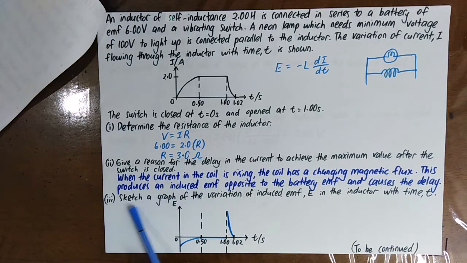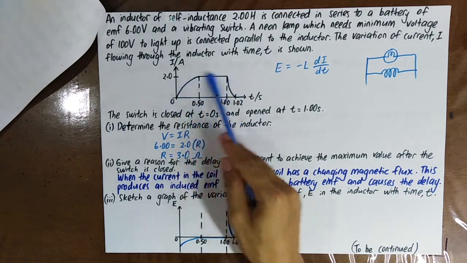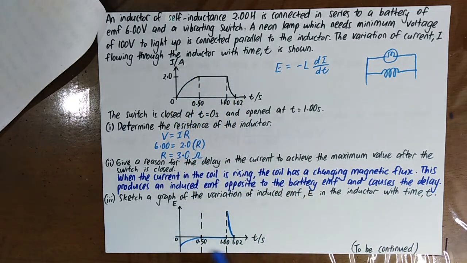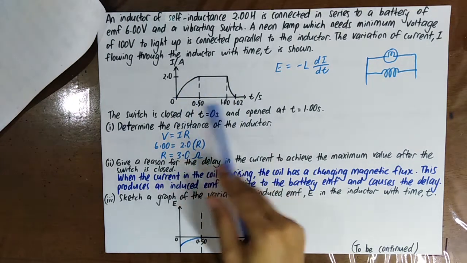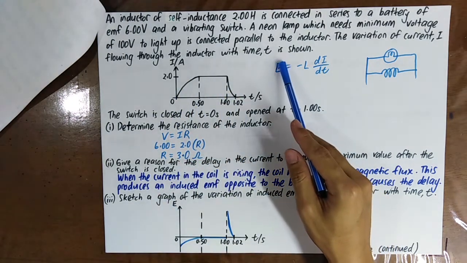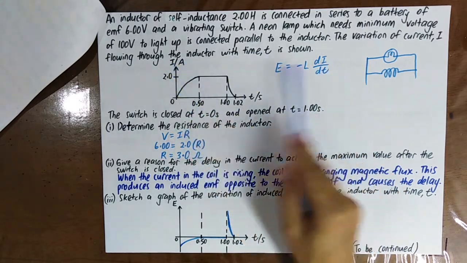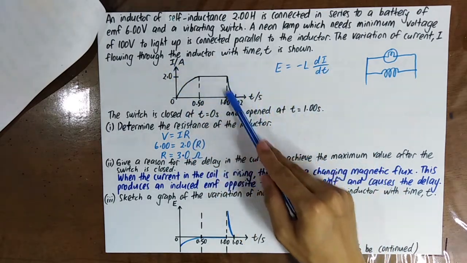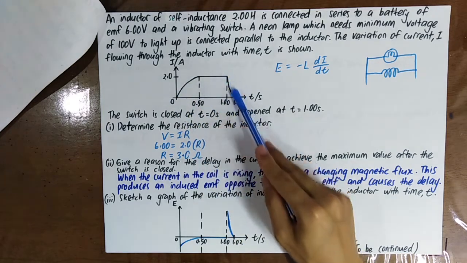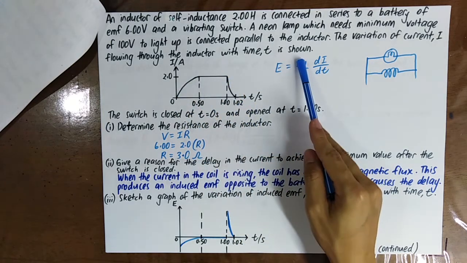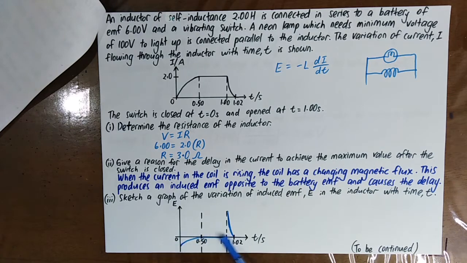Sketch a graph of the variation of induced EMF in the inductor with time. So you already know how to draw the back EMF versus time graph, because you only use the back EMF equal to negative L di/dt. Then di/dt is what? di/dt is the gradient, right? So when you find out the gradient and then you multiply it with a negative sign, you can get this graph.